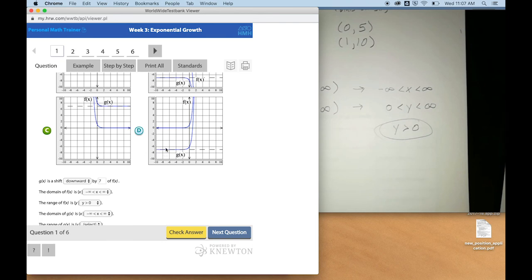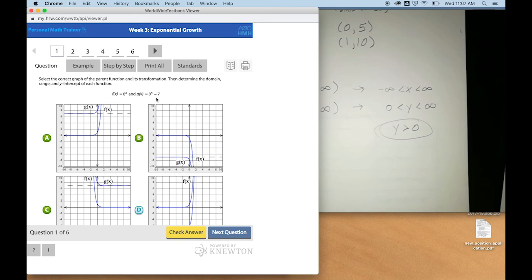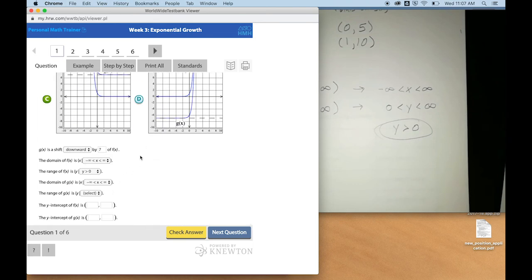G of x, well, this is going to have the same domain. It's also going all the way left, all the way right. All of these exponentials are going to have that as the domain, unless there's some kind of context, some kind of story going along with the problem. The range, well, it looks like it goes down to -7, which would make sense because that was the shift downward. So it's going to be all y values greater than -7. So the most simple way to write that is y is greater than -7.